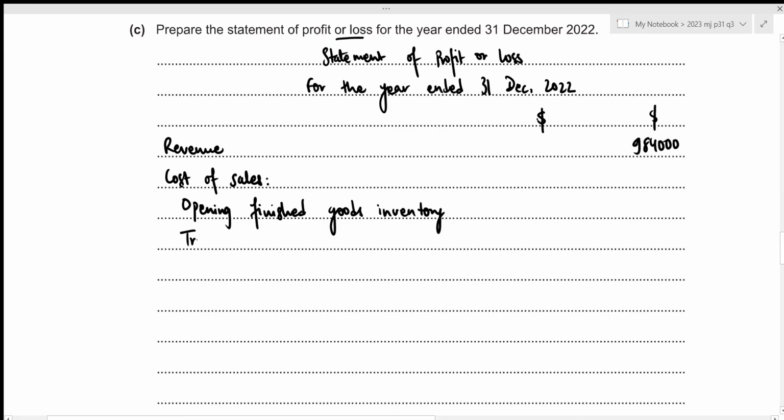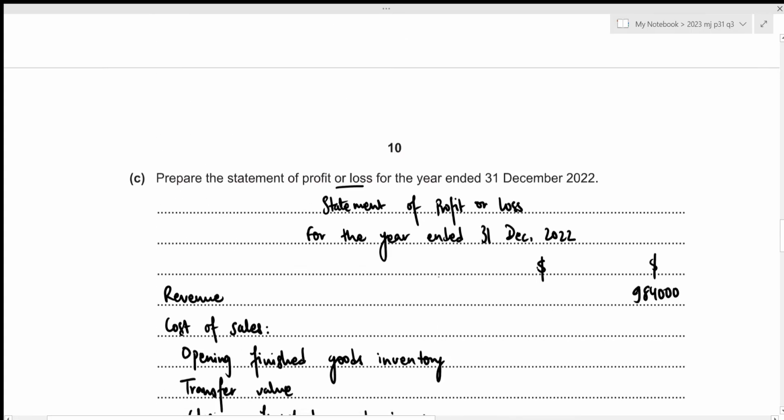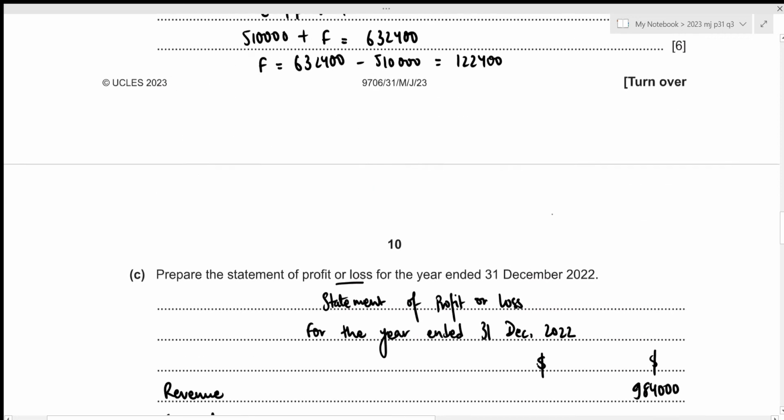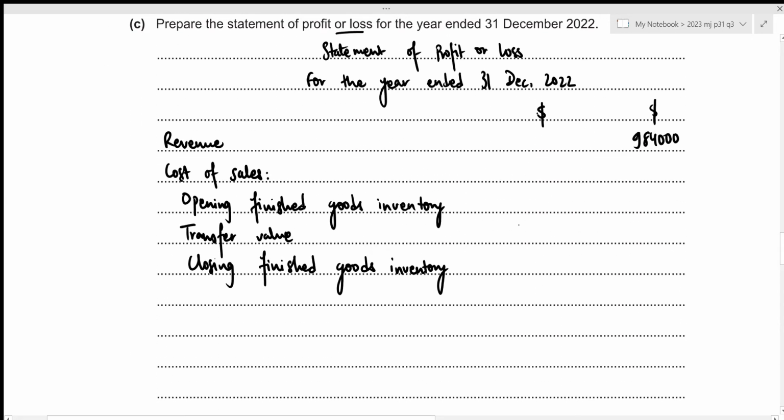So the next step would be to add our transfer value, and then finally we just subtract the closing finished goods inventory. Now the thing that you need to remember in this case is that the opening inventory as well as the closing inventory need to include the markup or our profit. All right, so we have already figured out transfer value. Let's write it down. That's 632,400.